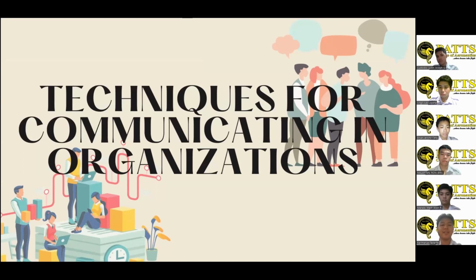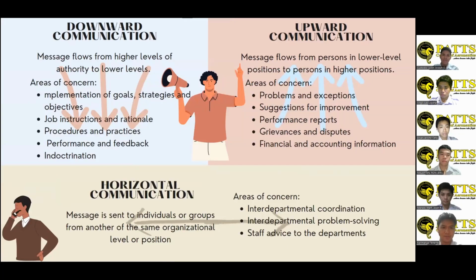So techniques for communicating in organizations. So communication takes place not only in school and at home, but it can also happen in the workplace, for example, organizations. So there are three types of communication in organization: the downward, horizontal, and upward communication.